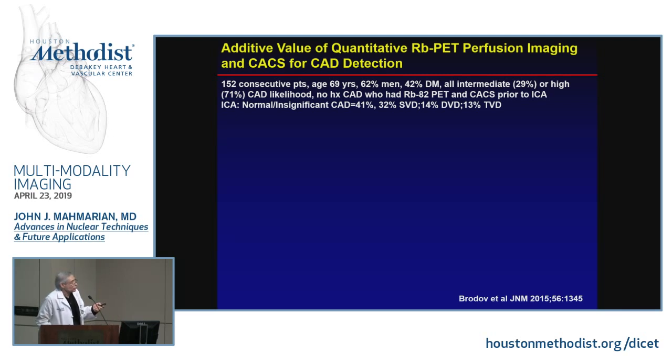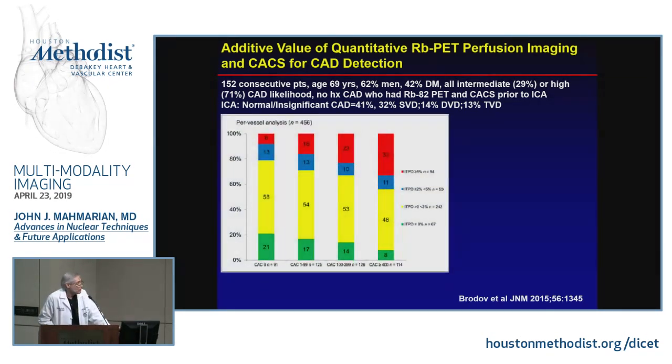And it's kind of an interesting study because it looked at the interrelationship between calcium scoring and rubidium PET imaging protocols to identify people with coronary disease, and these people went on to have cath, where 41% had insignificant or normal coronary arteries, 32% had single vessel, 14% double, and 13% triple vessel disease. So let's take a look at this.